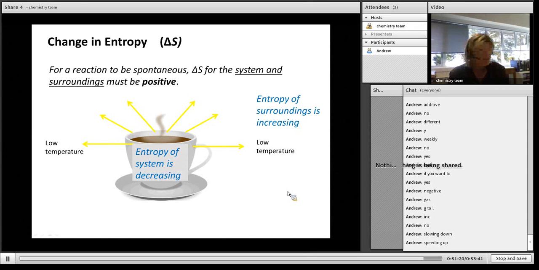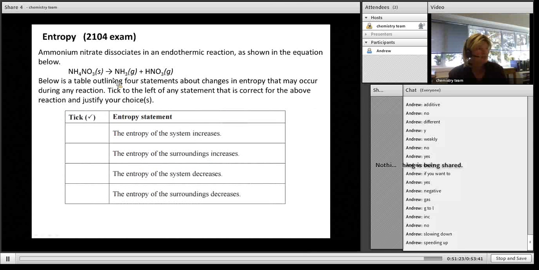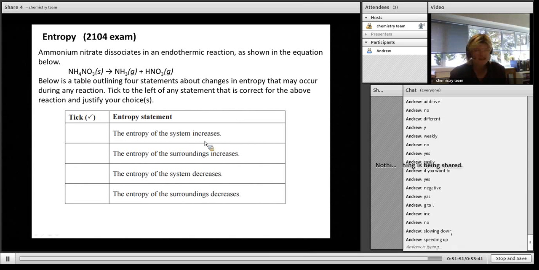Now these are from past papers. This is from last year's exam. You've got an endothermic reaction, which I must admit is happening in the next lesson, so we'll ignore that bit. But outline the 4 statements about the changes in entropy. Now, if I have ammonium nitrate, I will tell you it cools down. So if I dissolve it in water, the reaction gets colder and colder and colder. What can you tell me about the entropy of the system? What is happening inside that test tube? Is the entropy decreasing or increasing?